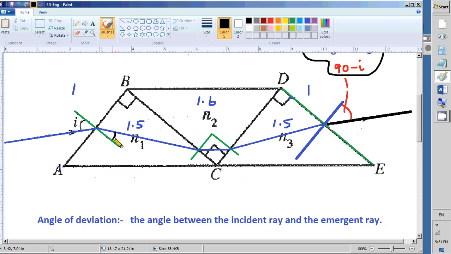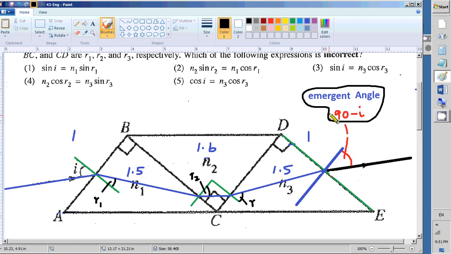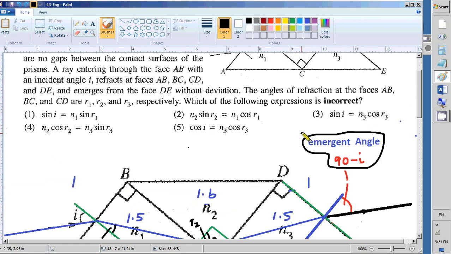So this one is given as R1, this one is given as R2, and this one is given as R3. So now what we have to find is, already we know this one. If we look at these answers, most of the answers contain this N3 and R3. All these three answers have N3 and R3.